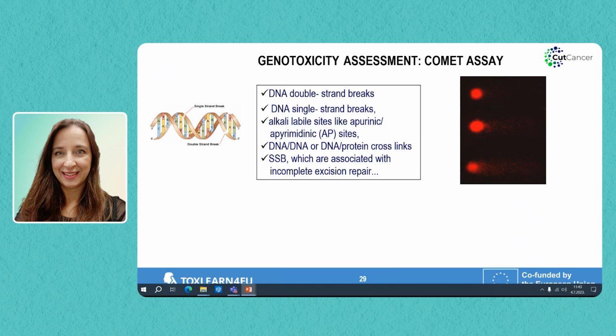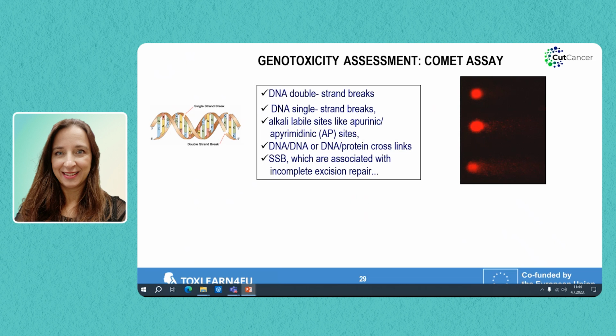I mentioned the Comet assay. Probably there was no lecture on this, but it will be in the next days. So the Comet assay detects double, but mostly single strand breaks, alkali labile sites like apurinic, apyrimidinic sites, also DNA-DNA or DNA-protein crosslinks, and single strand breaks that are associated with incomplete excision repair.